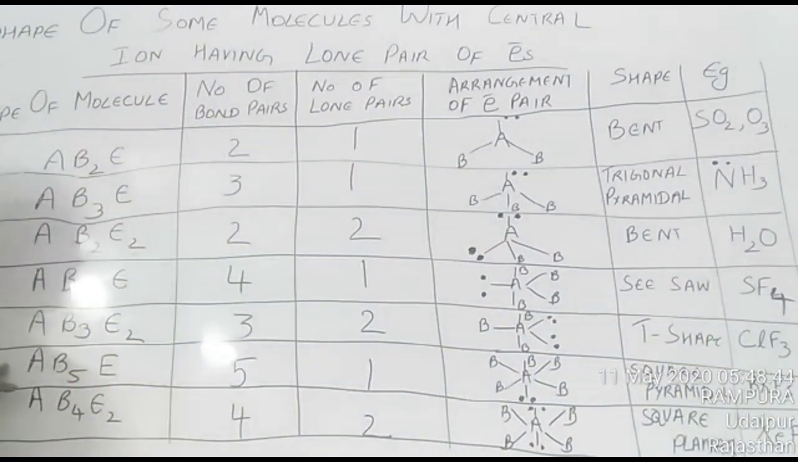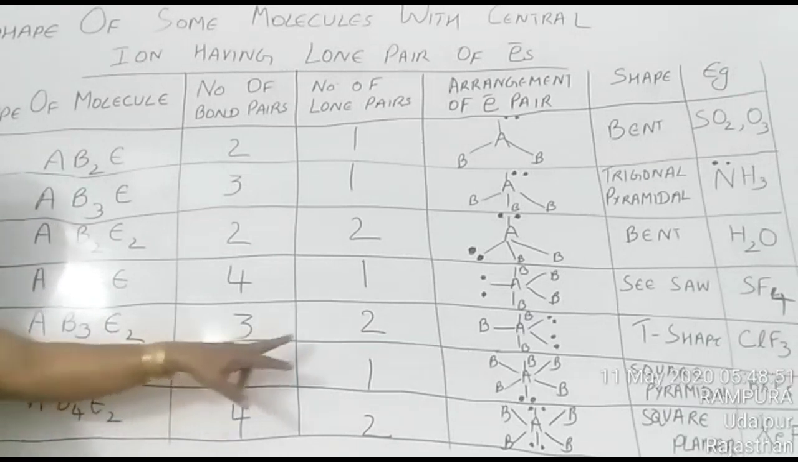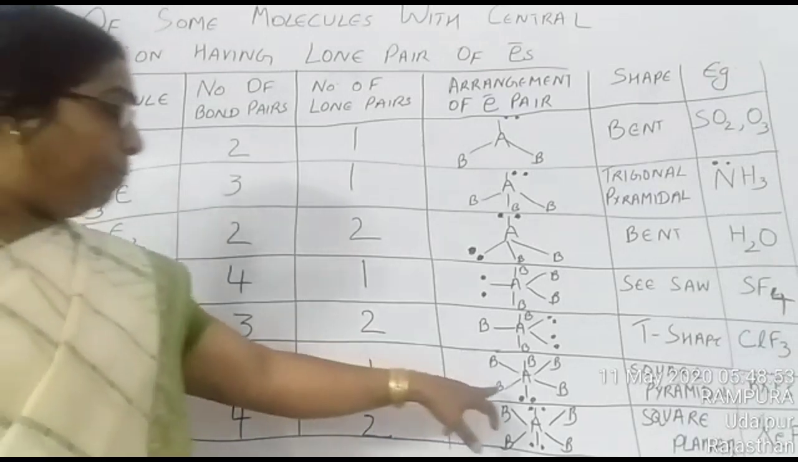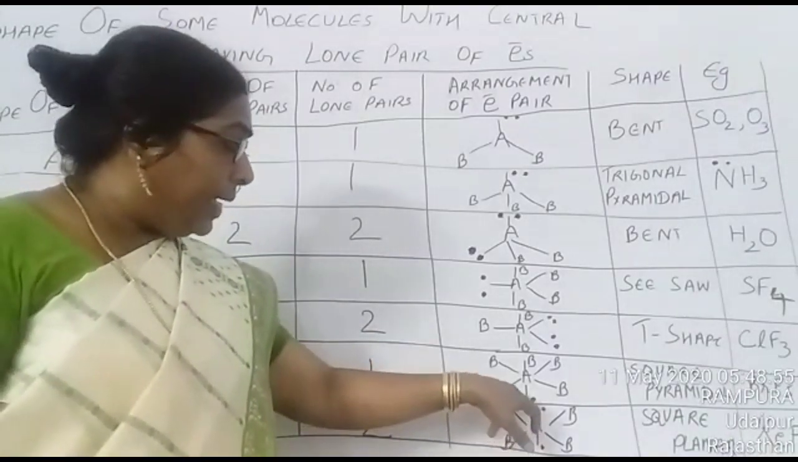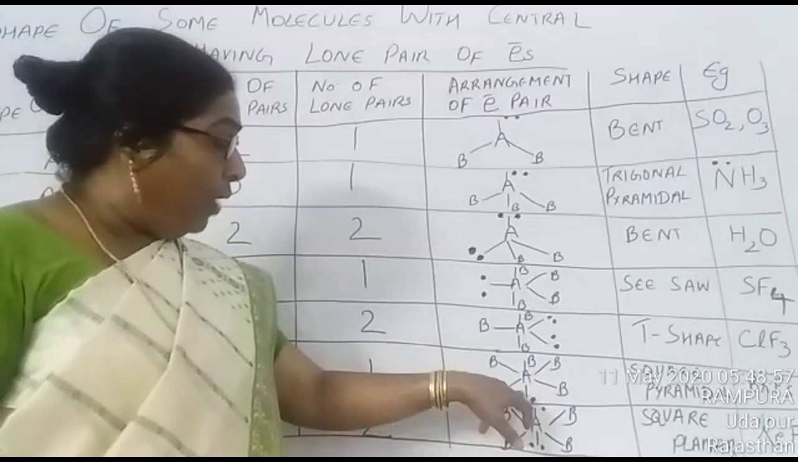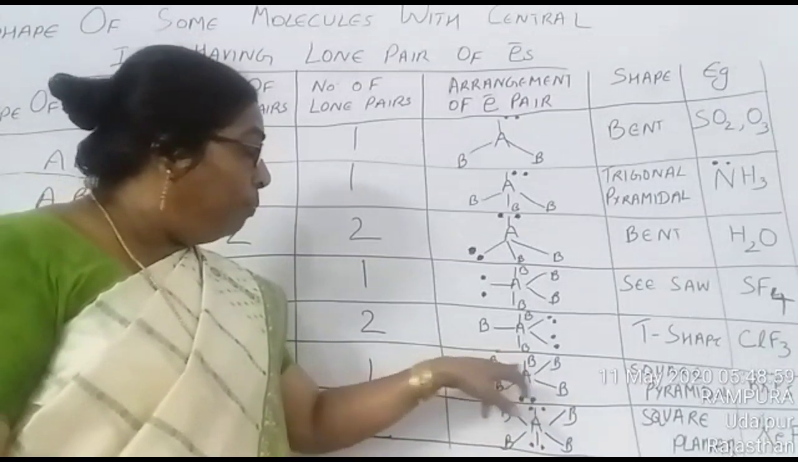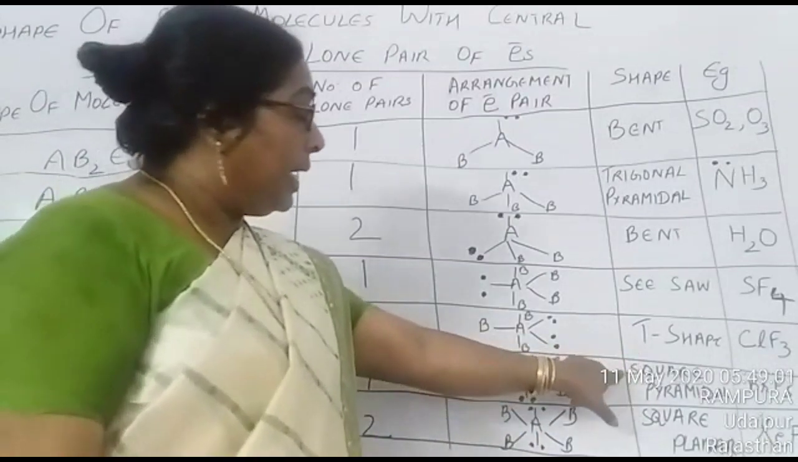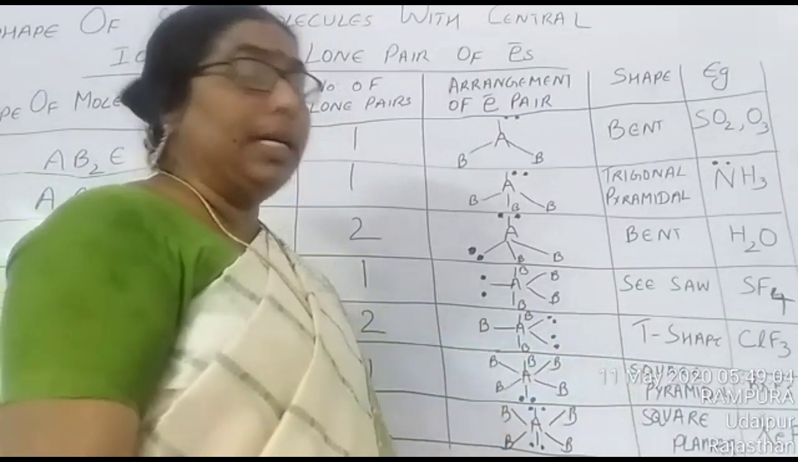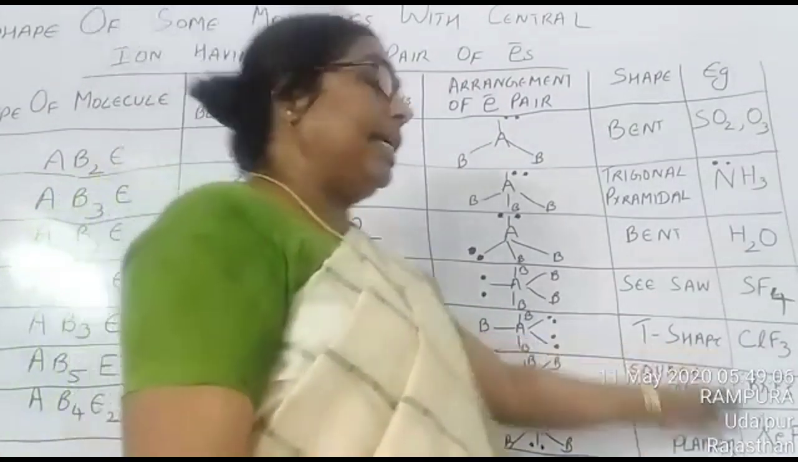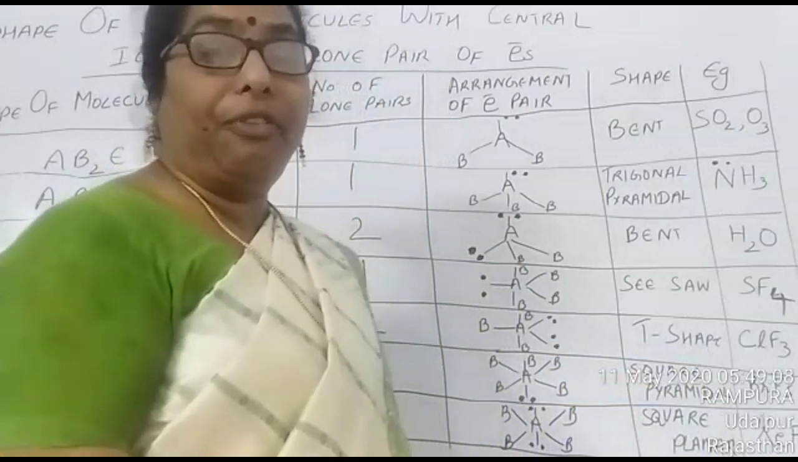Next one, you consider the type of molecule as AB5E. That means it has five bond pairs and one lone pair. So it possesses just one lone pair. You can see it towards the bottom. I mark one lone pair and five bond pairs are there. So the structure or geometry of the molecule is square pyramidal, and we can consider BrF5 as an example.